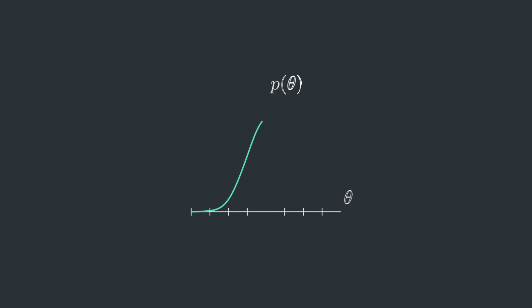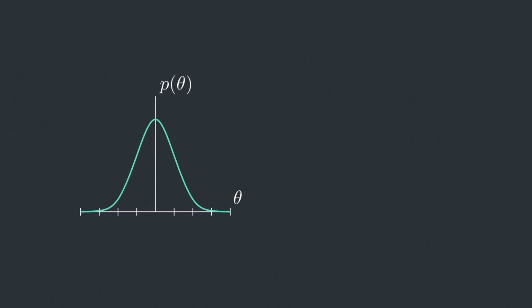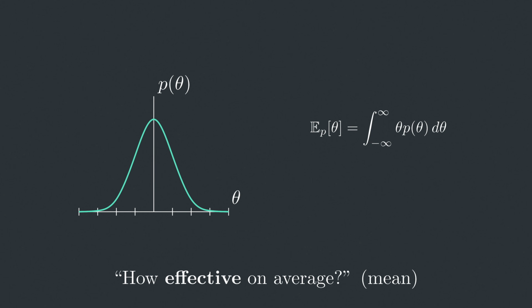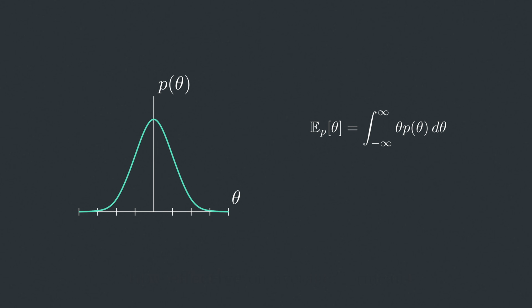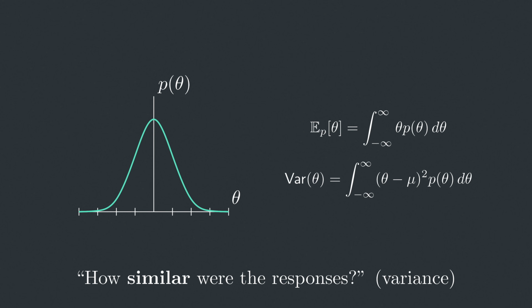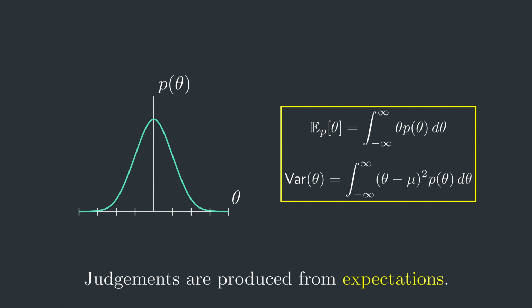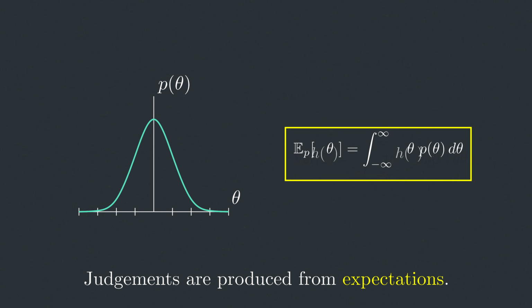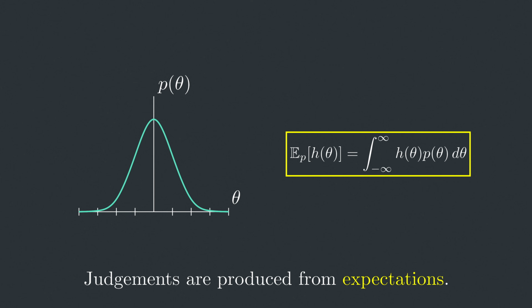Let's assume we have a probability distribution describing the efficacy of a new treatment in a group of patients. How do we use it to answer questions like, how effective is the new treatment on average? Or how similarly did participants respond to the treatment? These questions can be formulated as expectations of functions with respect to our probability distribution. However, in most real-world situations, these expectations cannot be computed by hand.